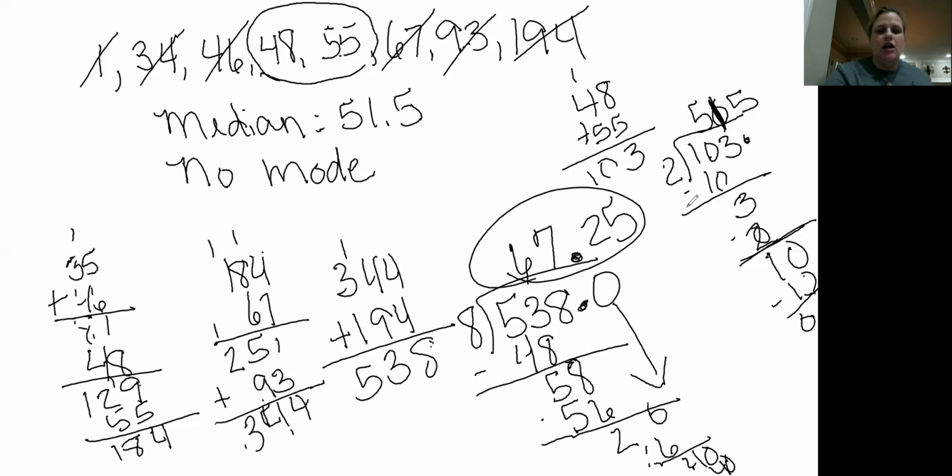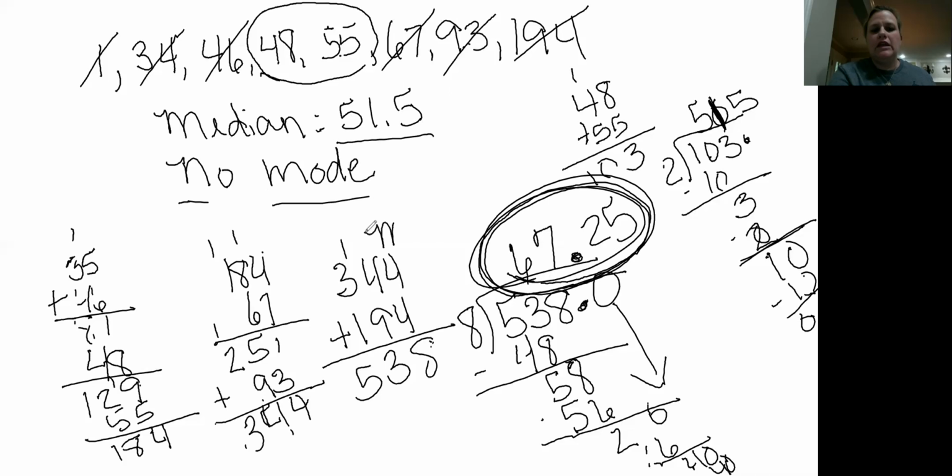Now here, your median is the best way to compare this data because this 194 just made our, look how high our mean is. 67, that's nowhere near the middle of these numbers because this is such an outlier. So again, I'm not going to make you identify which is the best representation, but just kind of explaining to you why this would be the best representation. But your answers would be median, 51.5, no mode, and then mean would be 67.25.